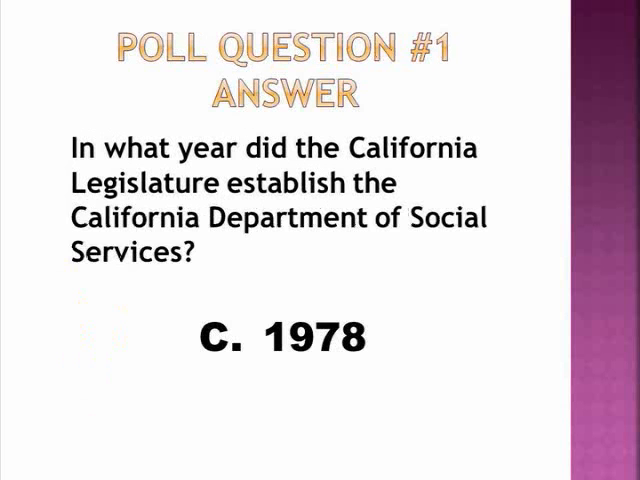In what year did the California legislature establish the California Department of Social Services? The answer is C, 1978.